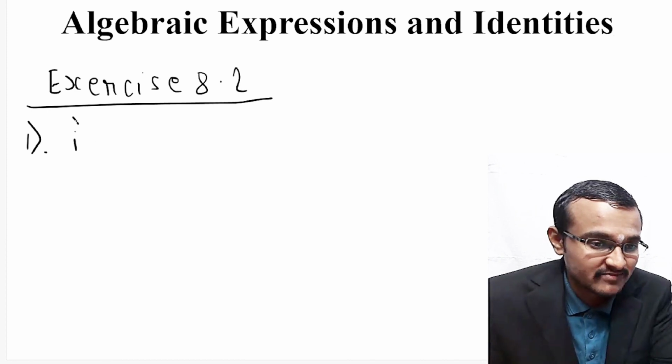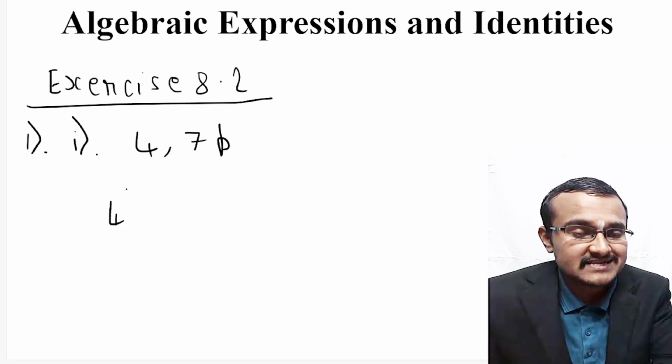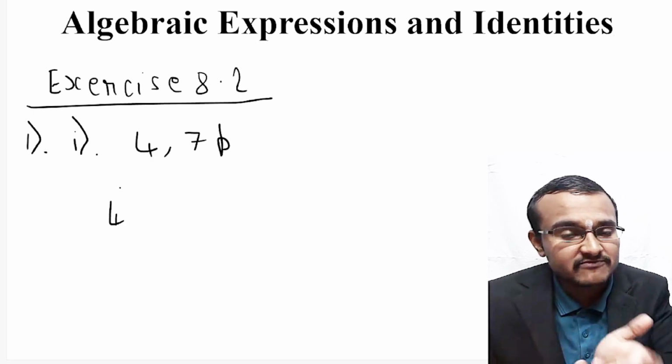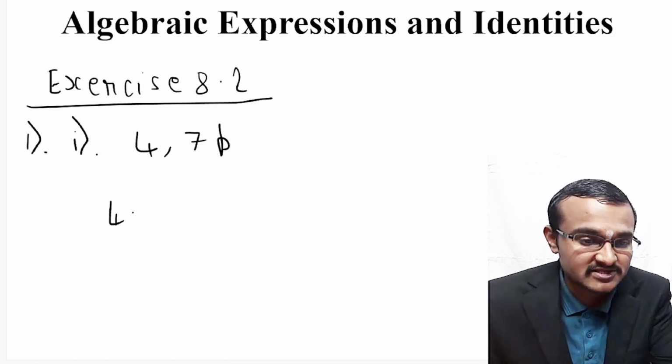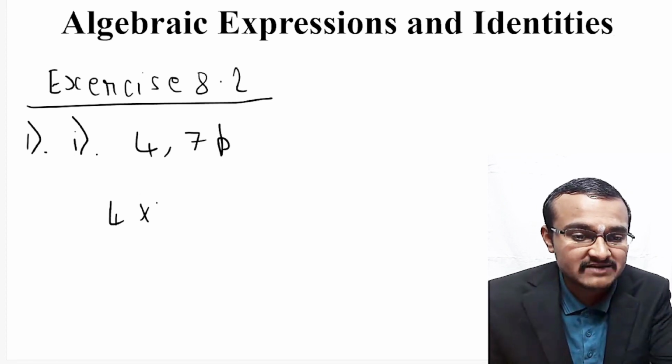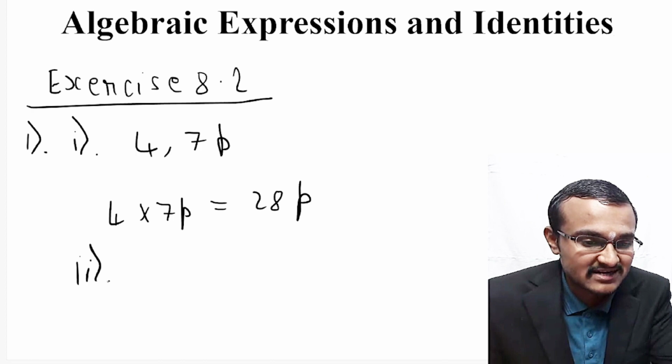So coming to the first question, in this particular first question, they have given 4 and 7p. As I told you before, you can directly perform multiplication between two terms which have different variables. So here 4 has no variable, 7 has p as its variable. So 4 into 7p will be 4 sevens are 28p.